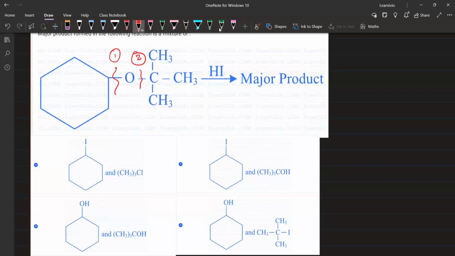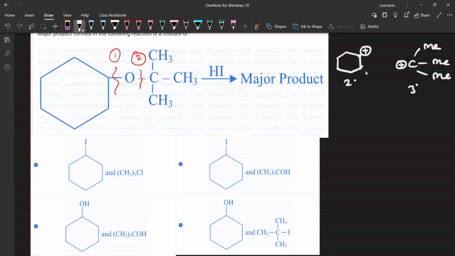The time is up. See, if I break the first bond, then the carbocation that I will be getting will look something like this. Now this is a carbocation which is 2 degree. If I break the second bond, then I will be getting carbon with CH3, CH3, and CH3. I'm writing CH3 as Me, that is methyl. Then you will have a positive charge here. So this is a 3 degree carbocation. So this is much more stable, right? A 3 degree carbocation will be much more stable, and that is why the second bond will be more feasible to break.